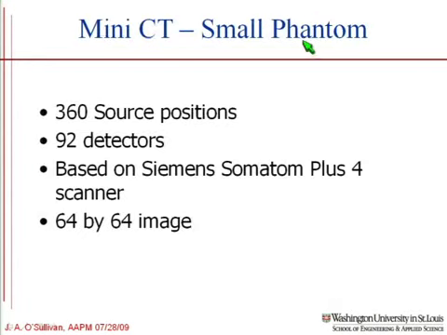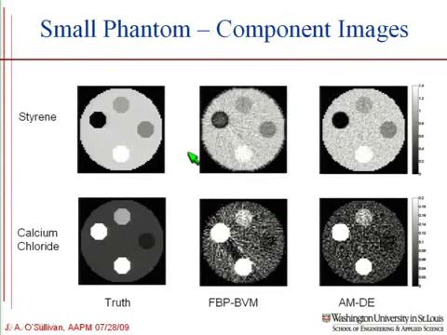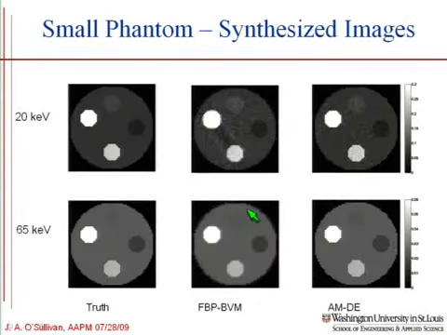We then did a smaller phantom where we only had 360 source positions and 92 detectors. It's a 60 millimeter phantom, so it's really just the inner core of that other phantom. And we use only 64 by 64 images, for a reason that hopefully will become apparent in a little bit. So there's a styrene component and the calcium chloride component, and again, we see that the dual energy does a little better. The filtered back projection has some streaking artifacts between these two components.